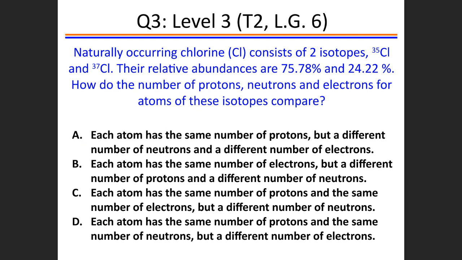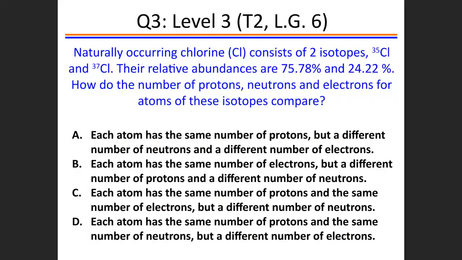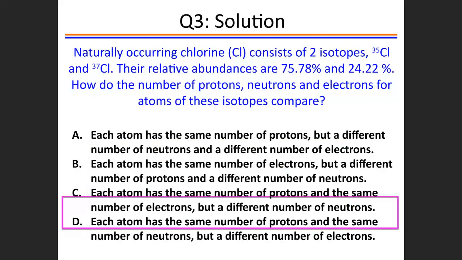So we know how to do the average, and also we know the percent abundance. So if we now look into here, each atom has the same number of protons and the same number of neutrons, but a different number of electrons. No, this is not correct. Correct will be the option C. Each atom has the same number of protons, same number of electrons, but a different number of neutrons.